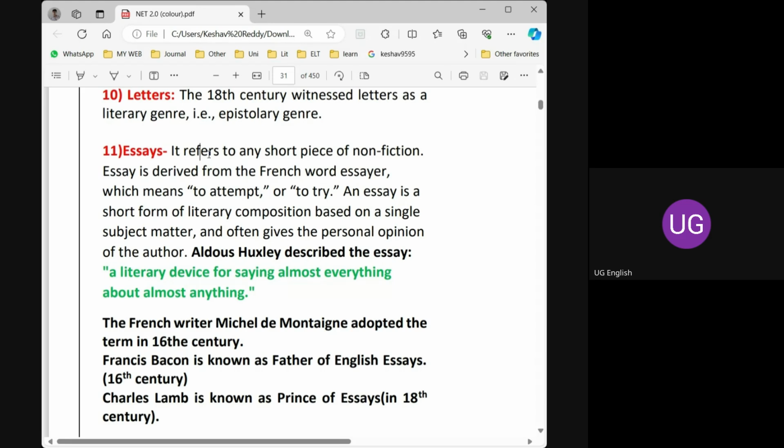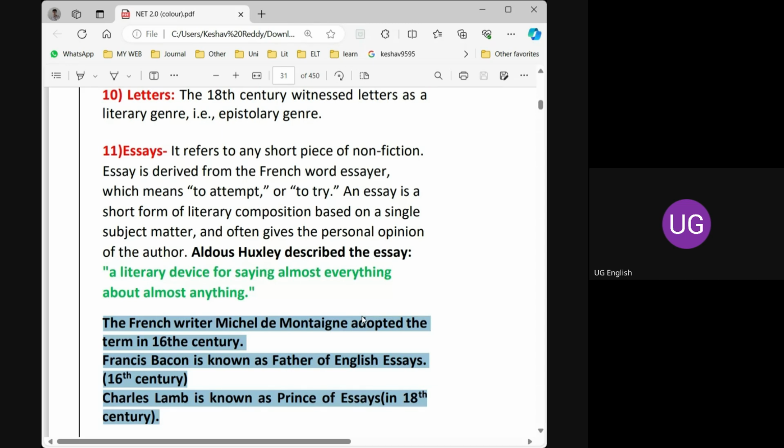So here you need to remember three important persons of the essay. I have given it here. One is Michel de Montaigne. Montaigne is a French writer, and the first one to adopt the term, in the 16th century. The term essay was adopted by Montaigne. You have to remember this.